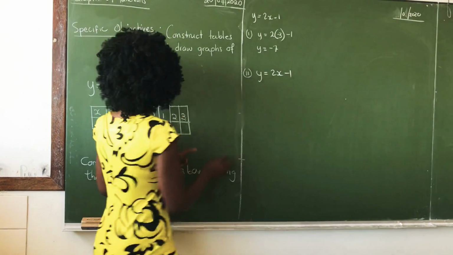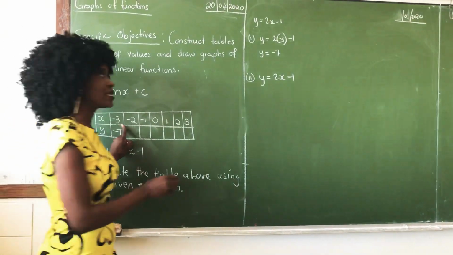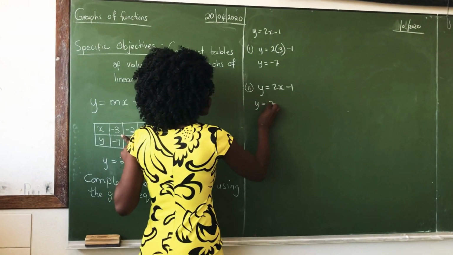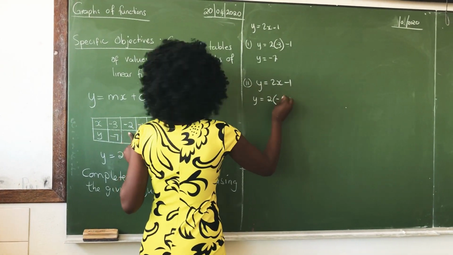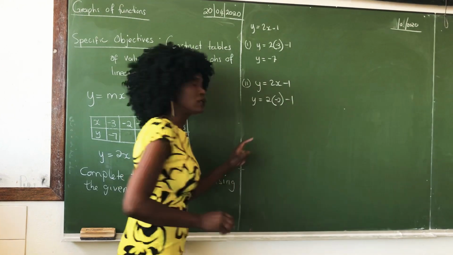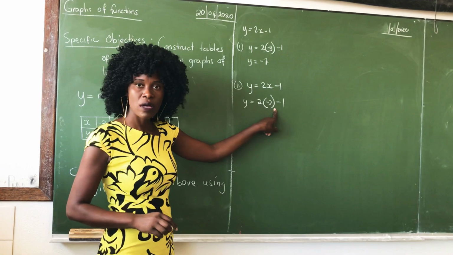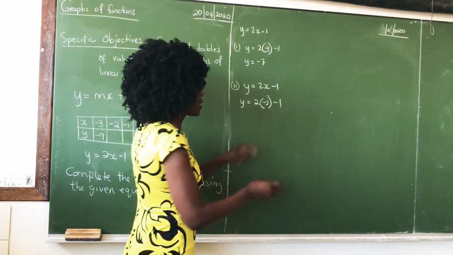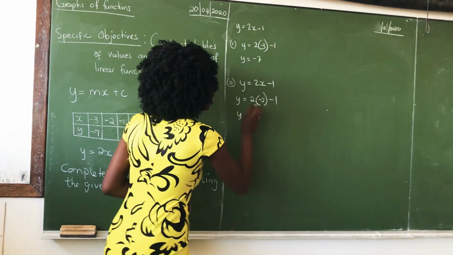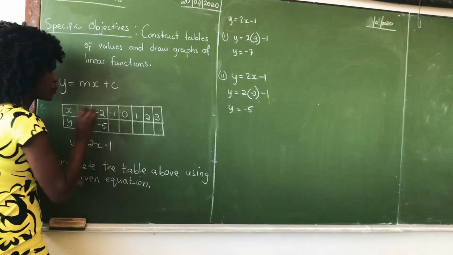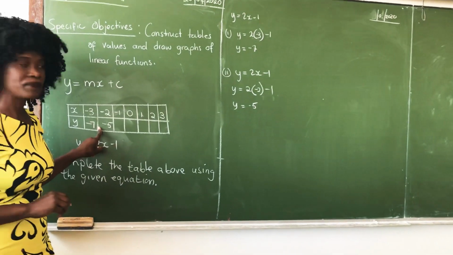So if our x in this case is no more -3 but -2, to find the value of y, it will be 2 times -2 minus 1. So we multiply 2 times -2, it will give us -4. -4 minus 1 will give us -5. So we complete the table by writing -5 here.